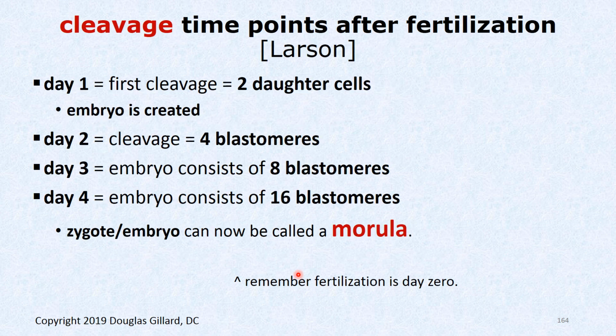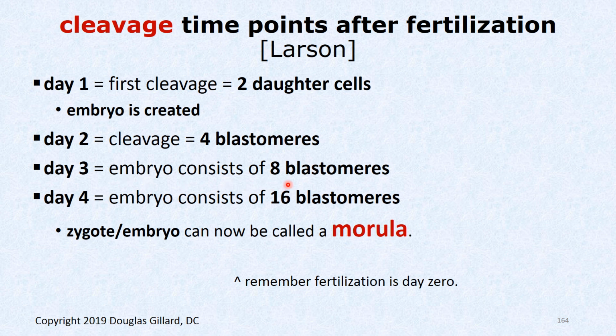All right, cleavage time points. I think this is the last slide. Larsen, I really like Larsen. That's a great book. Anyway, cleavage time points. Fertilization occurs, that starts the clock counting. In the first 24 hours, the first cleavage occurs, and we get 2 daughter cells. The embryo is created. Day 2, they divide again, and we have 4 blastomeres, getting bigger too.